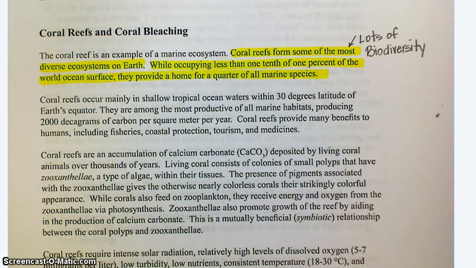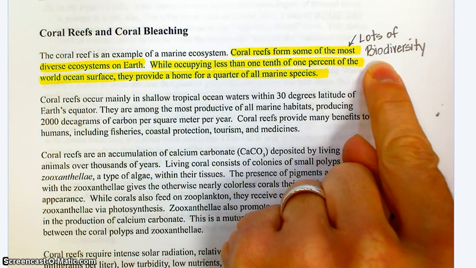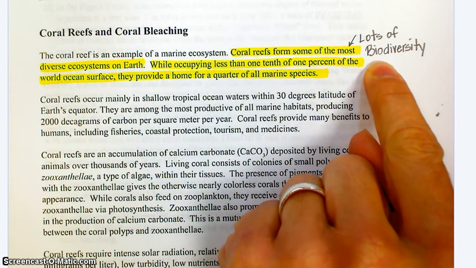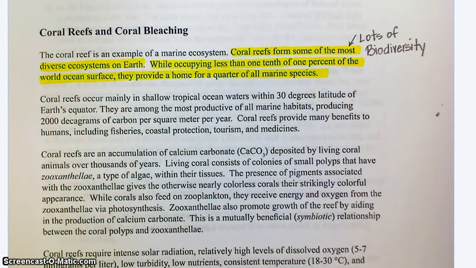All right, so make sure that you highlight the two sentences that I highlighted. And also, I just put a little arrow and I reminded myself that when we say that it's a very diverse ecosystem, we say that there's lots of biodiversity. There are lots of variety of living forms, both producers and consumers, that are associated with these coral reefs. Okay, let's go on to the next paragraph.